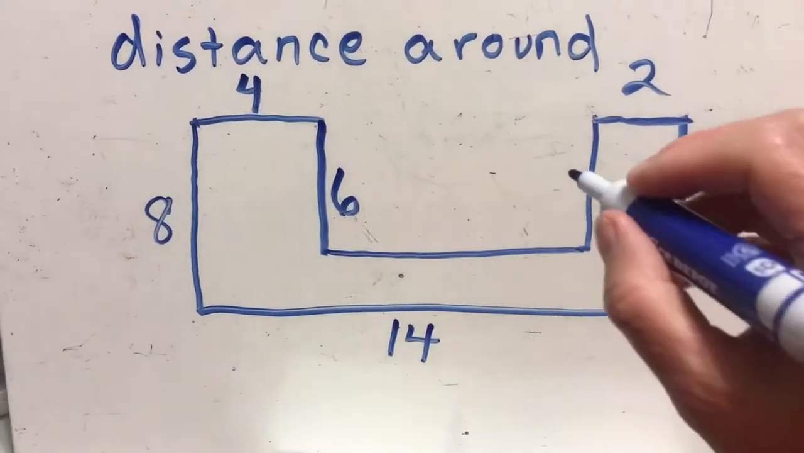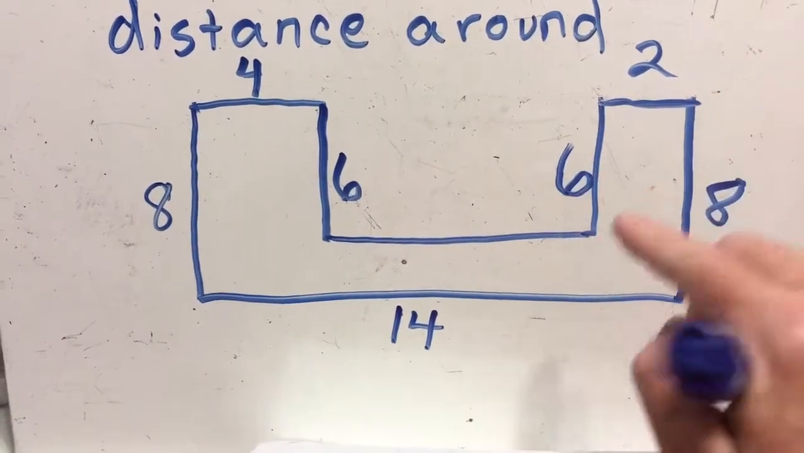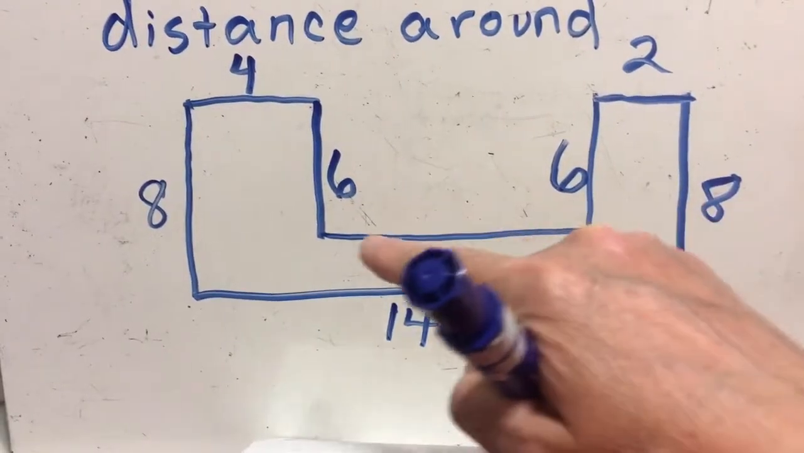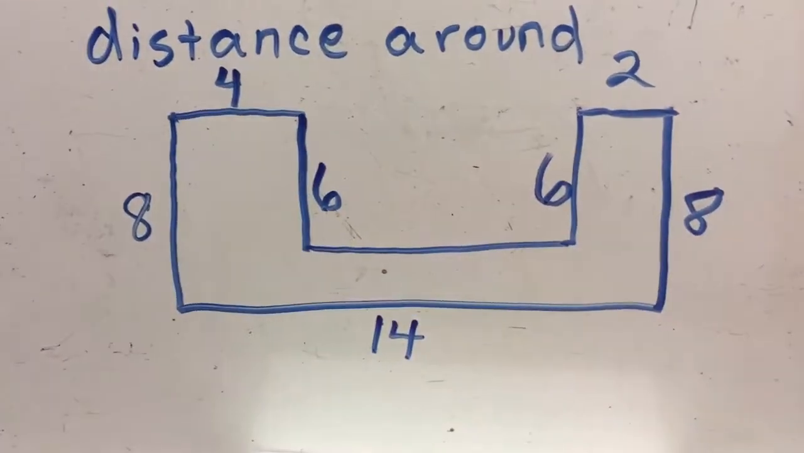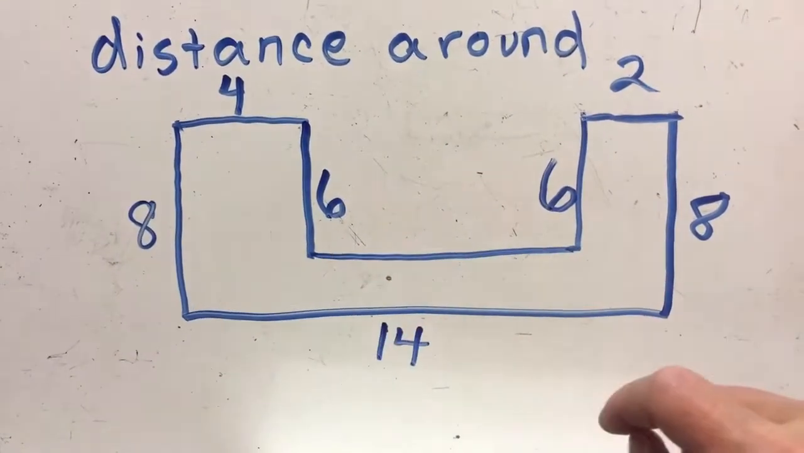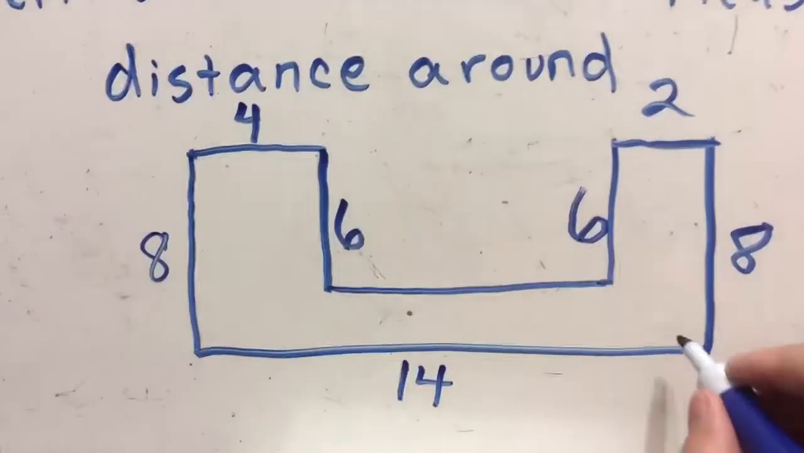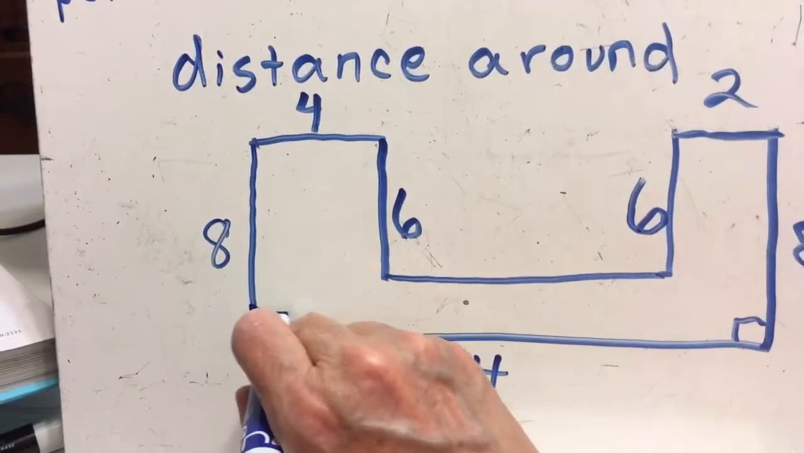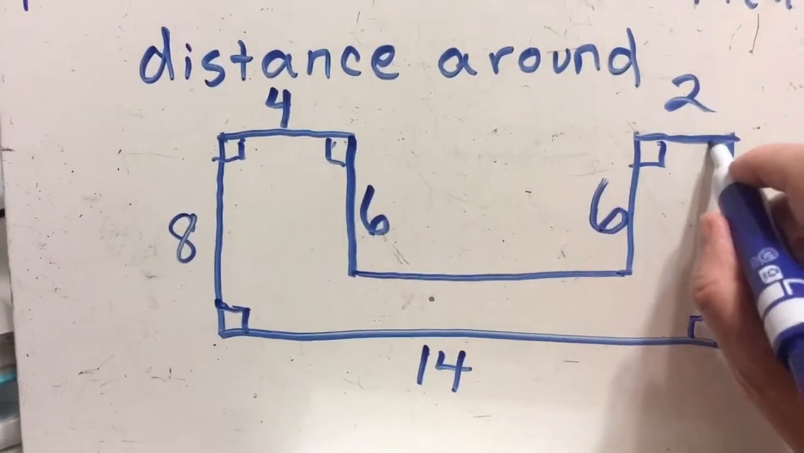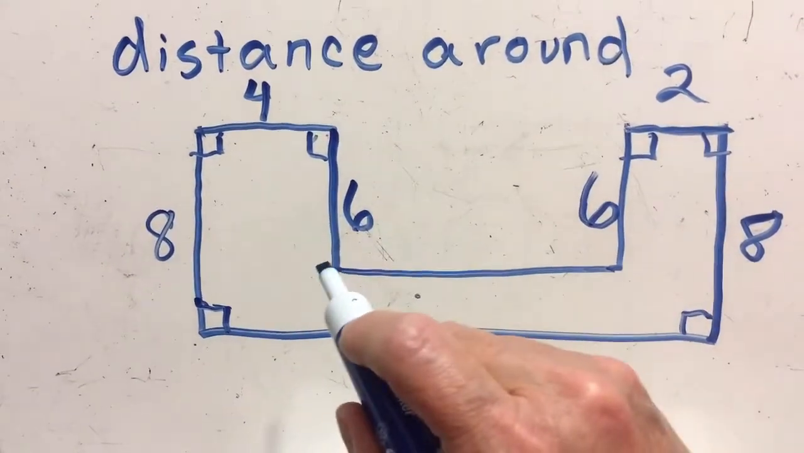And then wouldn't this one here have to be 6 as well? Because it's dropping down. Remember, they're all right angles. So this drop would have to be the same as it is on the other side. But how do we figure out this missing piece right here? So we know that the bottom piece is 14, and we know that all of the angles everywhere are right. Okay, so can we figure out this distance right here?